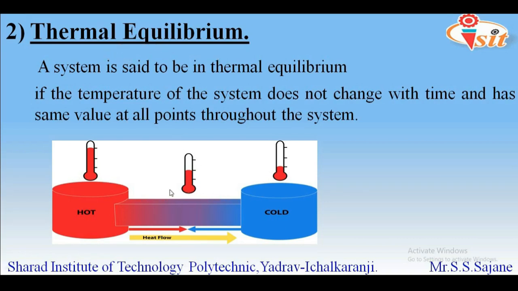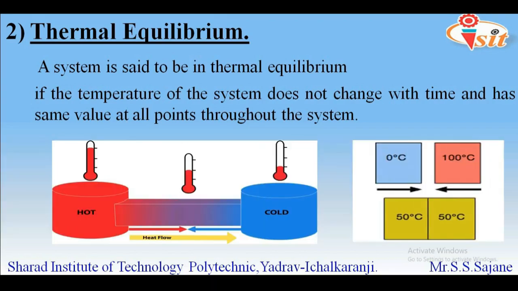At this condition, if we measure the temperature throughout any part of the system, then we will get the same or uniform temperature throughout this structure. So just we will see this in the figure. So this is what I was telling. If we assume that 0 degrees Celsius is the temperature of this cold body, and 100 degrees Celsius is the temperature of this hot body.